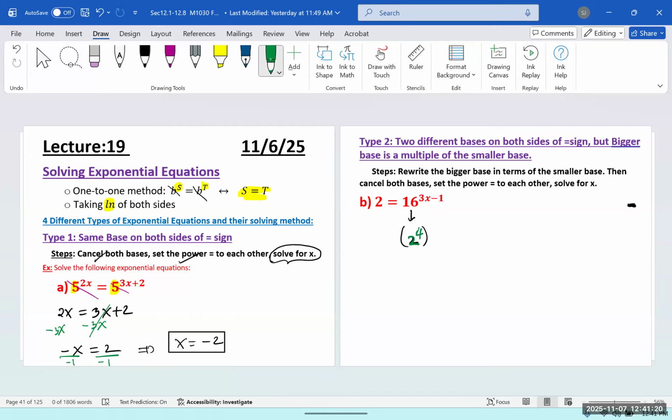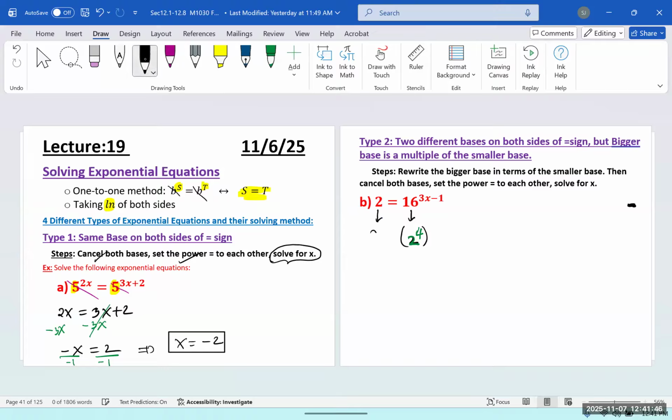So we don't have the same base, but we can rewrite them so that we can have the same base. In this case, we are going to rewrite the bigger power in terms of the smaller power so that we have the same base, cancel them, and work with the powers, just like the first type. So the first step is different. You rewrite the bigger base using the smaller base.